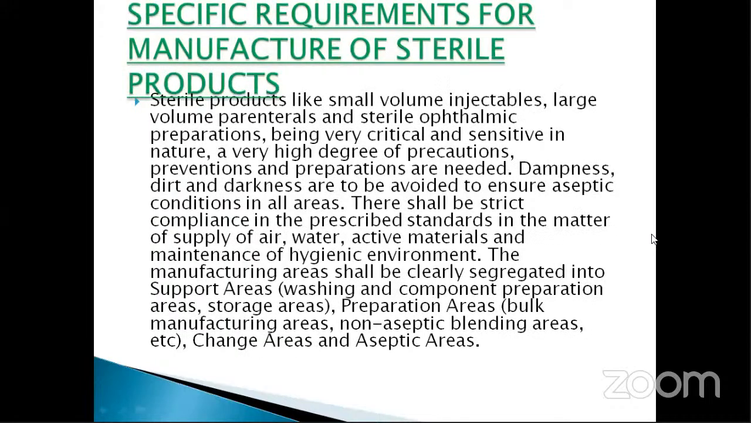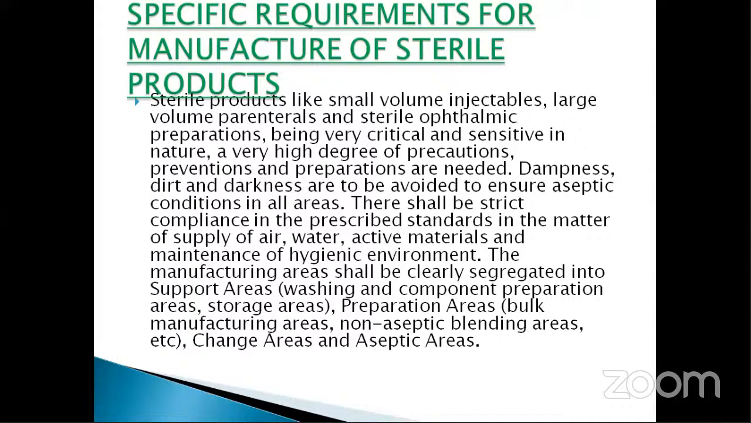In the first part, moreover, after this general requirement, some specific requirements for specific types of pharmaceutical products are being mentioned. So out of these 5-6 types of products, I have just taken 3 products I will discuss today. One is the injectable products, I mean sterile products. It may be injectable, large volume or small volume, or sterile ophthalmic preparations. It's a very, very critical and sensitive product, the sterile products, and a very high degree of precautions, preventions and preparations for manufacturing it is needed.